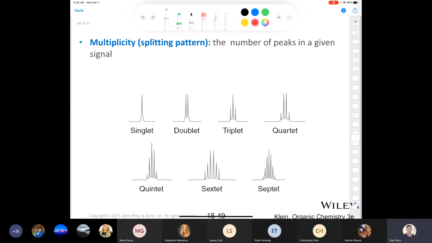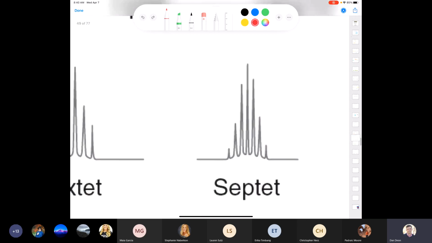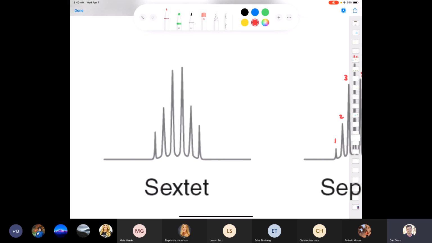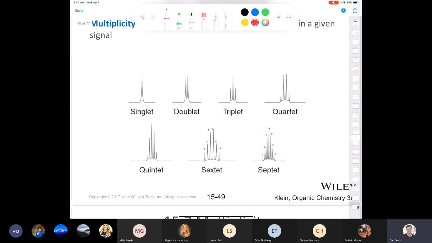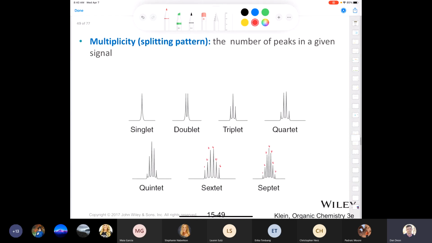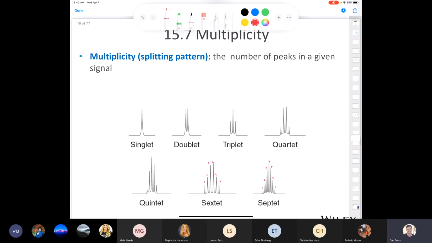You see that all the rest of them are, right? A quartet has 4 peaks. A quintet has 5 peaks. A sextet has 6 peaks. And a septet has 7 peaks in a signal. Don't believe me? You can count them: 1, 2, 3, 4, 5, 6, 7. If you go over to the sextet, it's pretty obvious that you get 6 peaks there. Anyhow, that's what a singlet, a doublet, a triplet, a quartet, quintet, sextet, and septet are.